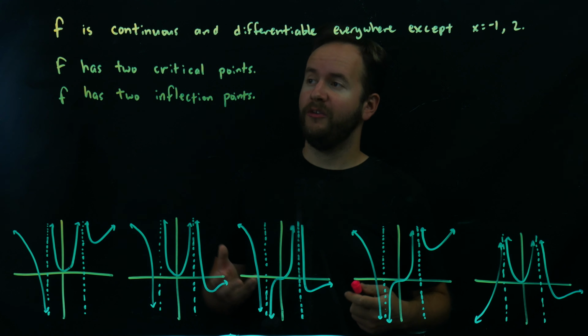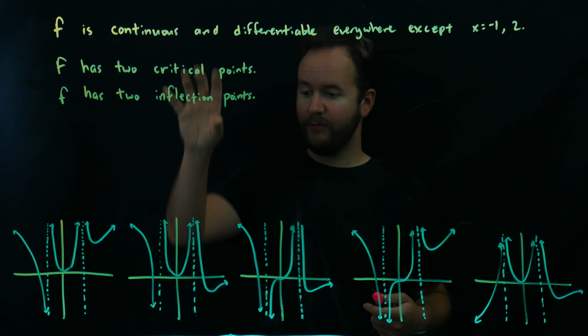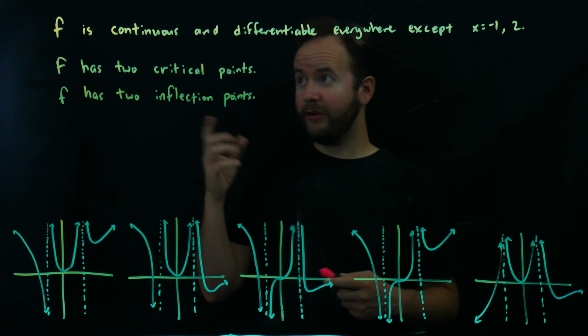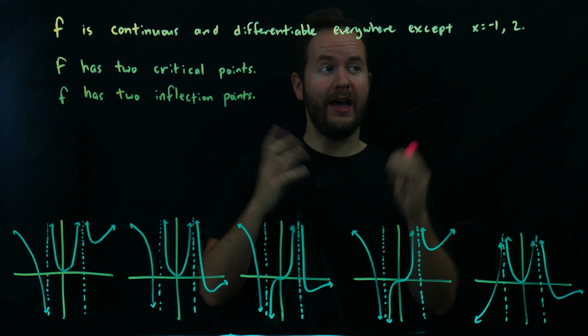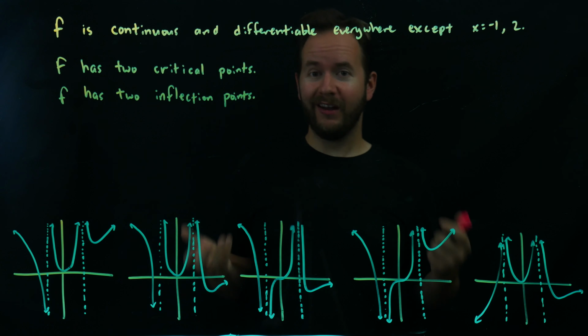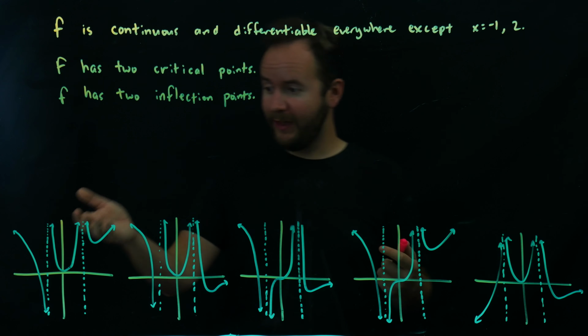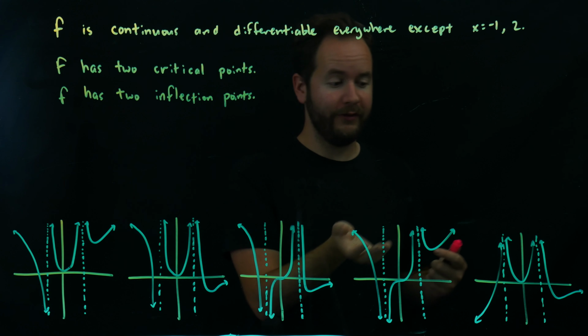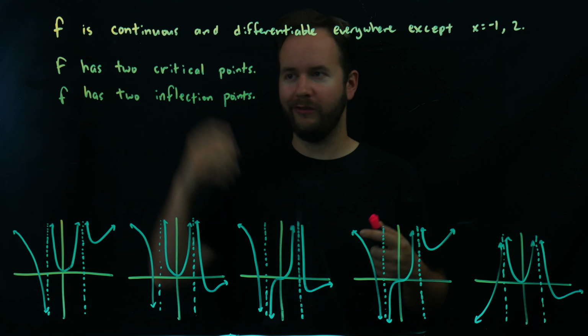All right, we're given some information about a graph f, and we're told to match this information to one of these 5 graphs. Let's start with the information that f is continuous and differentiable everywhere except x equals -1 and 2. That unfortunately doesn't help us eliminate any answer because every graph seems to have these vertical asymptotes at x equals -1 and 2. So we've already used that information.